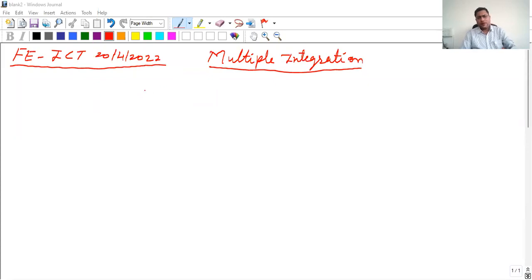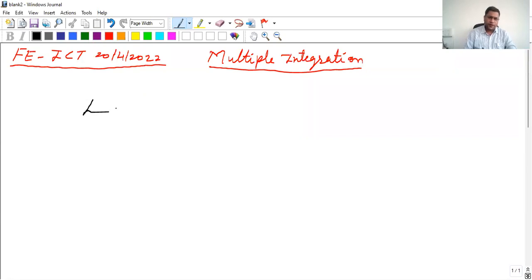Whatever integrals we have solved so far were in one dimension. We considered y as a function of x, and then we solved the integral of f of x dx, with or without limits. So x was the only independent variable, and that's why all these integrals were one dimensional. Now we'll think of more than one independent variable.